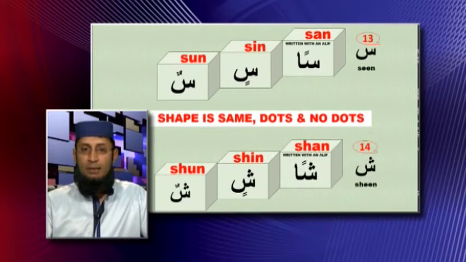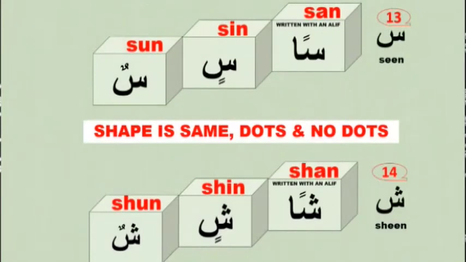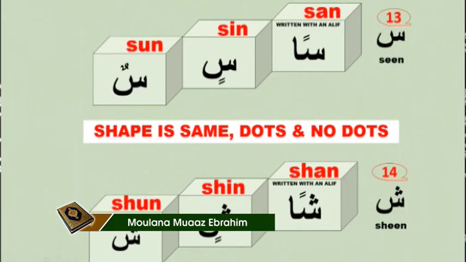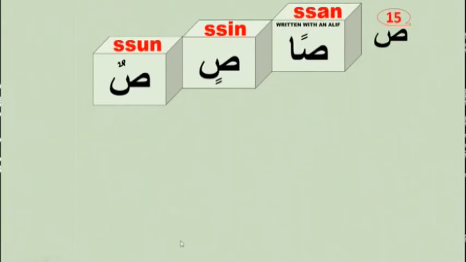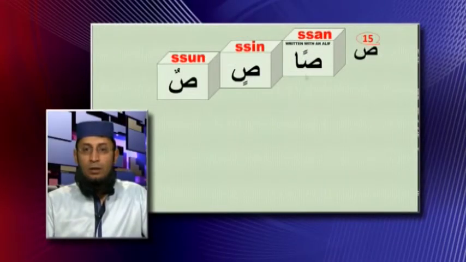Letter number 14, same shape, the dots make it a different sound. Shan, fathatain, shin, kasratain, and shun, dhammatain. Shan, shin, shun. Letter number 15, sad. Again, we see the alif, san, sin, and sun. It's spelled with a double S, showing more emphasis in pronouncing this particular letter.